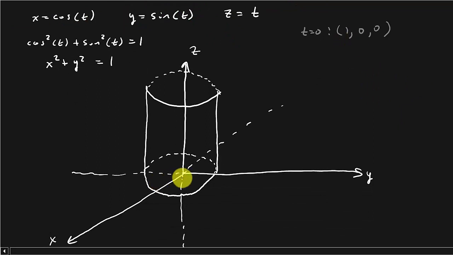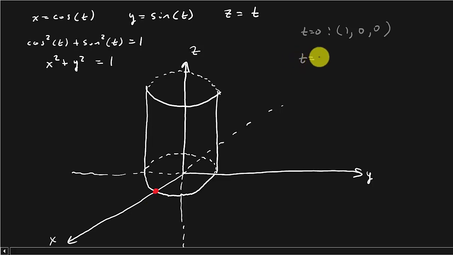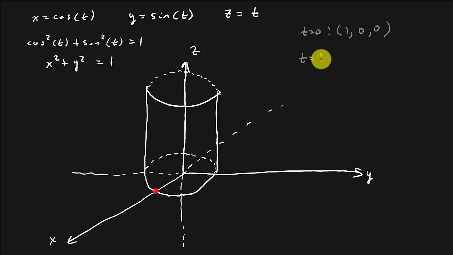This is the terminal point of the vector going from the origin 0, 0, 0 out to the point 1, 0, 0. And then what I would do is pick another value of t. Let me do that real quick, and then I'll explain something about what's going on. I can pick any value I want for t, right? It doesn't matter what value I choose for t.